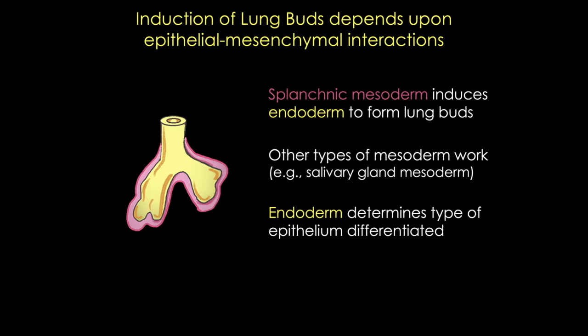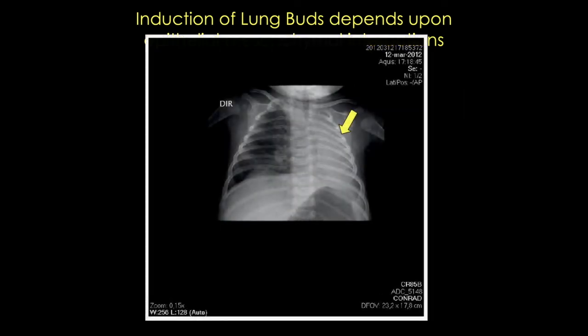So pulmonary agenesis and hypoplasia, so no lung or missing lung or a very small lung, are rare occurrences in human, and this is probably because bilateral agenesis is simply incompatible with life. But here you can see an X-ray from a neonate showing left unilateral pulmonary agenesis. So there's no left main bronchus or other airways or even vessels on the left side.